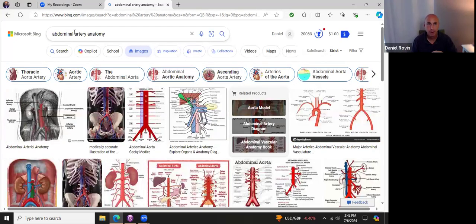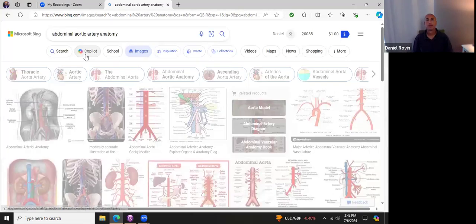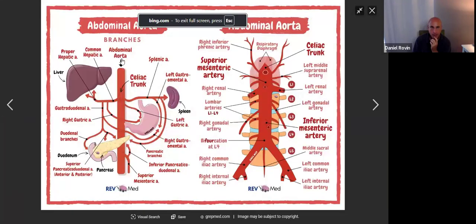Abdominal artery, I meant to say aorta. Aortic artery anatomy, there we go. All right, so this is a good example of following the abdominal aorta and seeing just branches to various places, right?